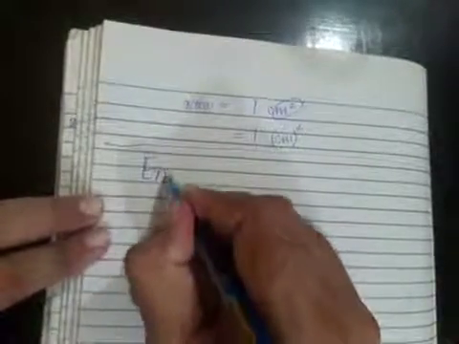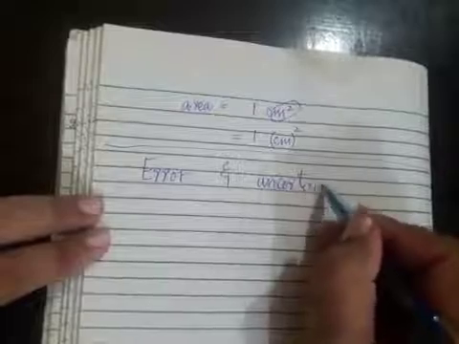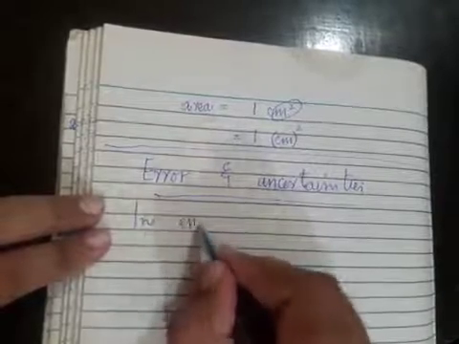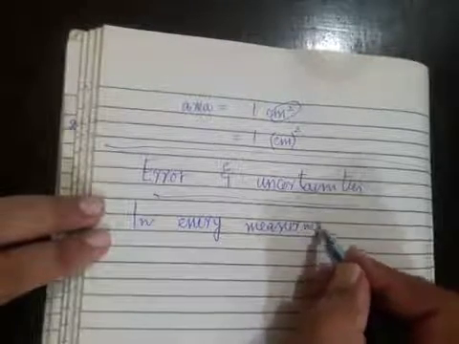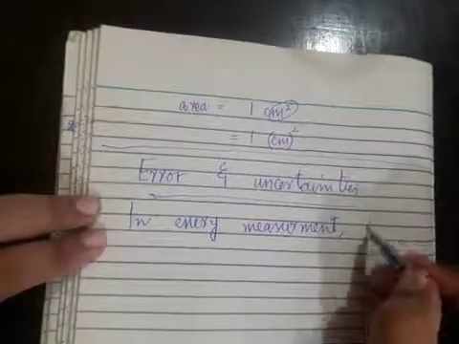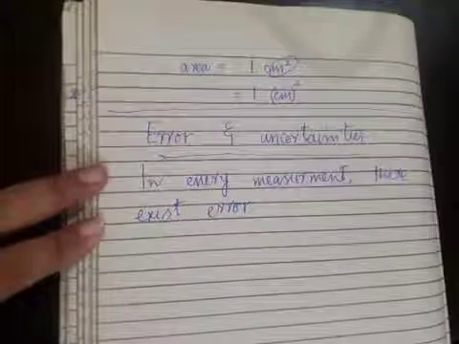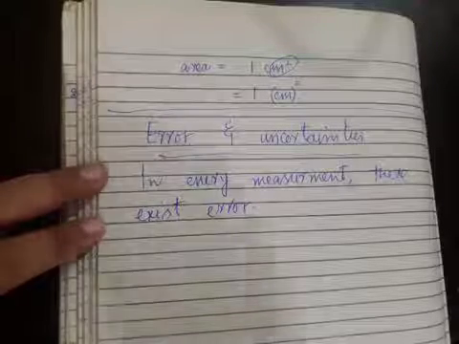Our next topic is error and uncertainties. In every measurement or reading or experiment, there exists error. So, what could be the possible cause of the error?